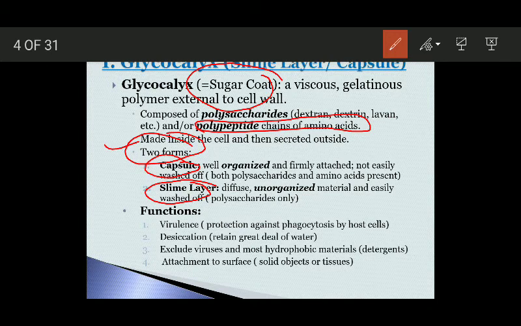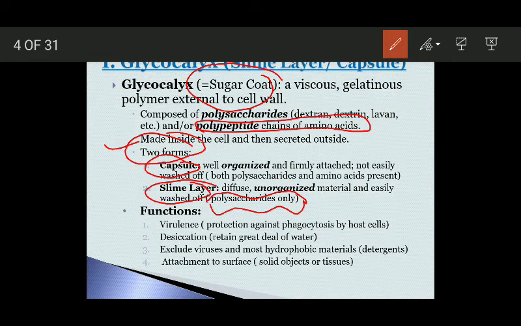Once again, I will tell you. The capsule is well organized and is composed of both polysaccharides and amino acids. It is firmly attached and it is not easily washed off. The slime layer, which is the second type, is relatively diffused, unorganized material and easily washed off. You have to remember that the slime layer does not contain polypeptides or amino acids. It is only constituted of polysaccharides.